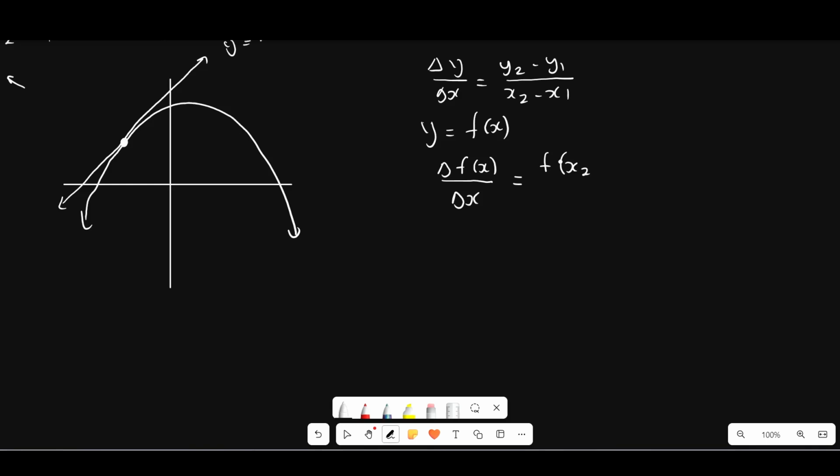f(x2). Remember that point x2, right? To find the y value of x2, you substitute that point on the value of x, so you're going to put x2 there, minus f(x1), all divided by x2 minus x1. Well, this didn't take us anywhere, right? Remember, we still need 2 points on the graph.